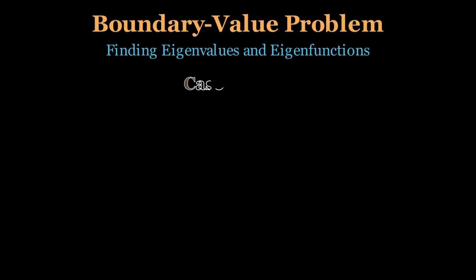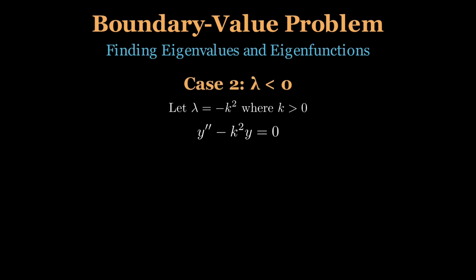Now for case 2, assume lambda is negative. Let lambda equal negative k squared, where k is positive. The general solution involves hyperbolic functions, c1 cosh kx + c2 sinh kx.